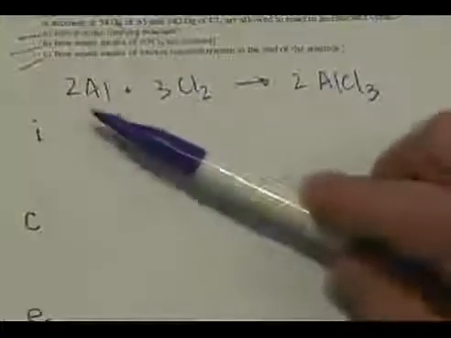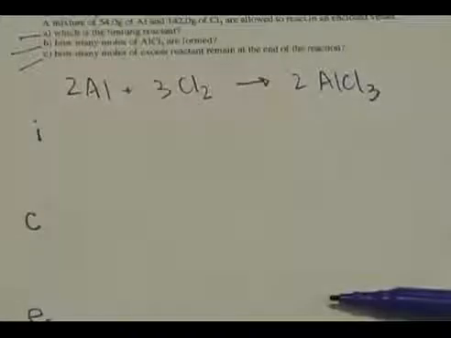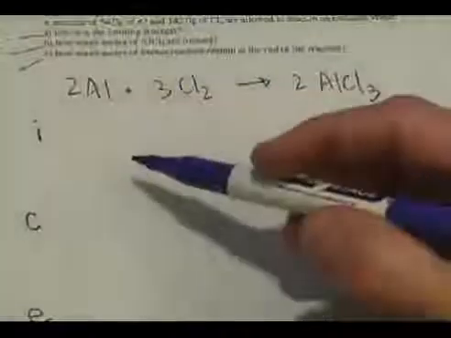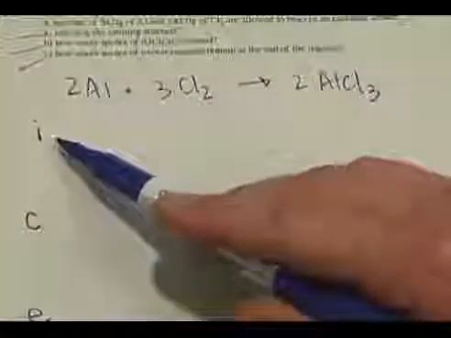So step number 2 is to convert to moles, and then of course step number 3 is to use the mole to mole ratio in the balanced chemical equation. But before we can do that, we have to figure out which one is the limiter. And remember, there's a couple of ways you can do that, and I'll go through one way as we do this. So step number 2 now, convert to moles.